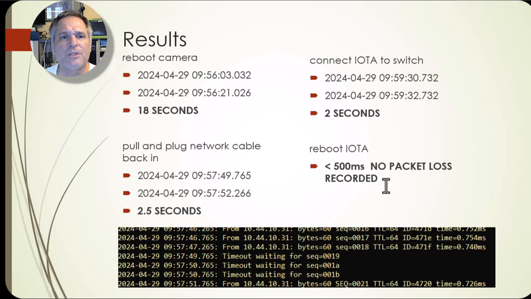Now, it's important to use specific terminology around this answer. Since I had a 500 millisecond interval, all I can say confidently is that there was no packet loss recorded less than 500 milliseconds. That's it. So I'm not 100% sure, but that's pretty darn close for me. So in my example, rebooting the IOTA, no measurable packet loss, and life is good. So if I did actually apply a firmware update and it rebooted, I wouldn't even notice.